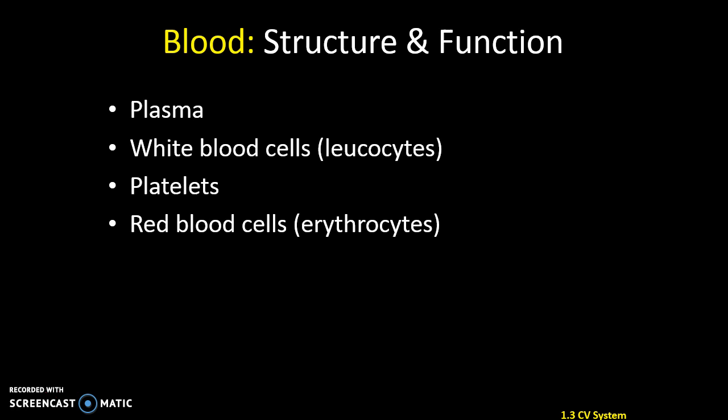8% of plasma is made up of proteins such as albumin, antibodies, which are part of the white blood cells, and fibrinogen, which is used in clotting. Finally, 2% of plasma is made up of much smaller components such as hormones, such as insulin, electrolytes such as sodium, and nutrients such as glucose.